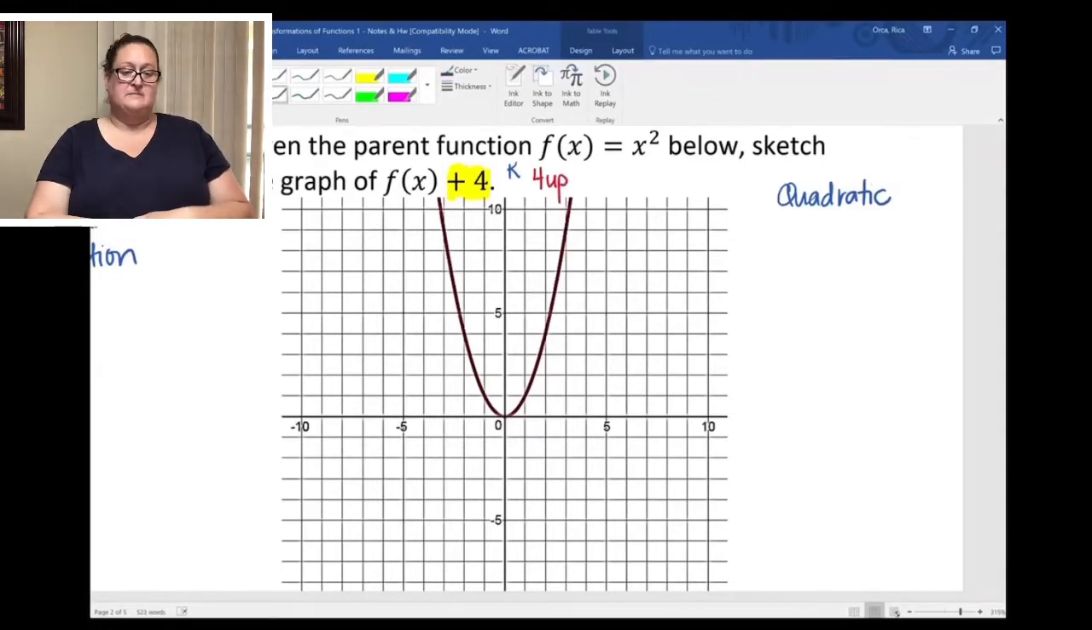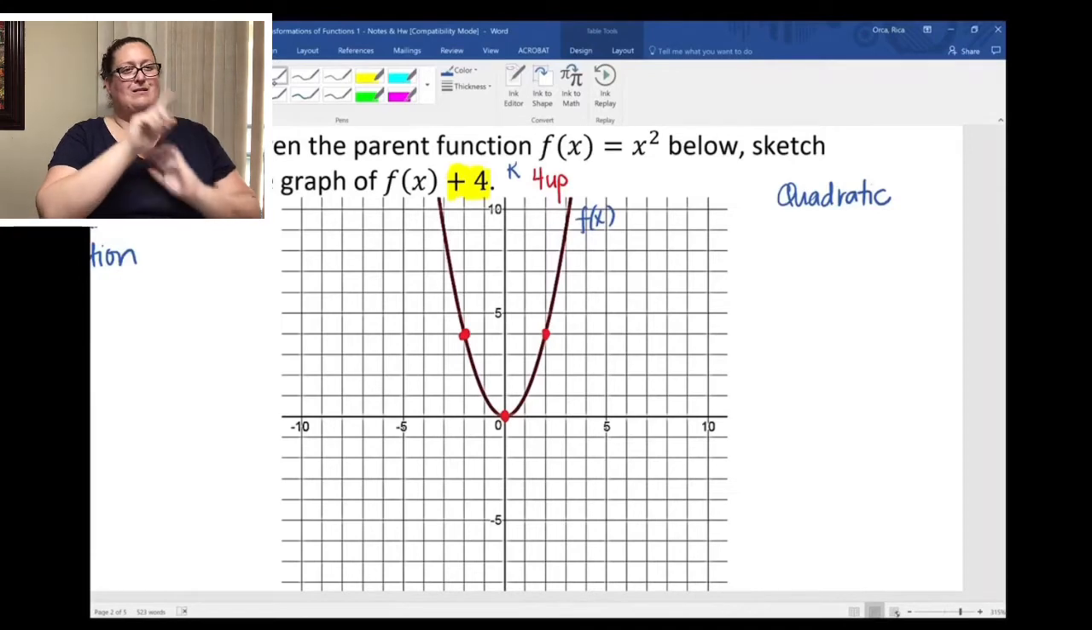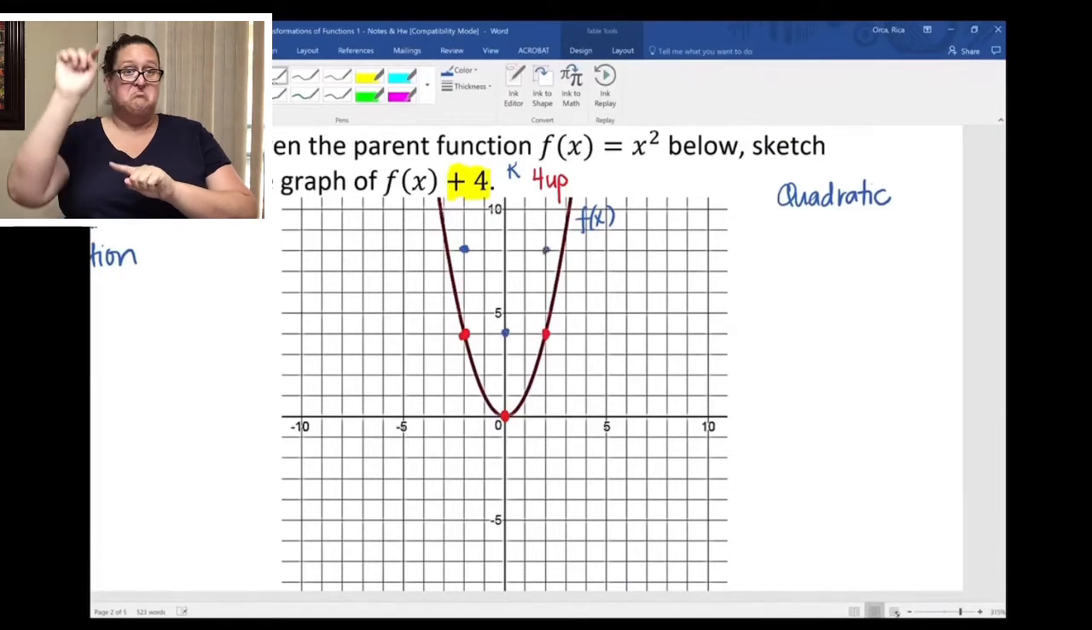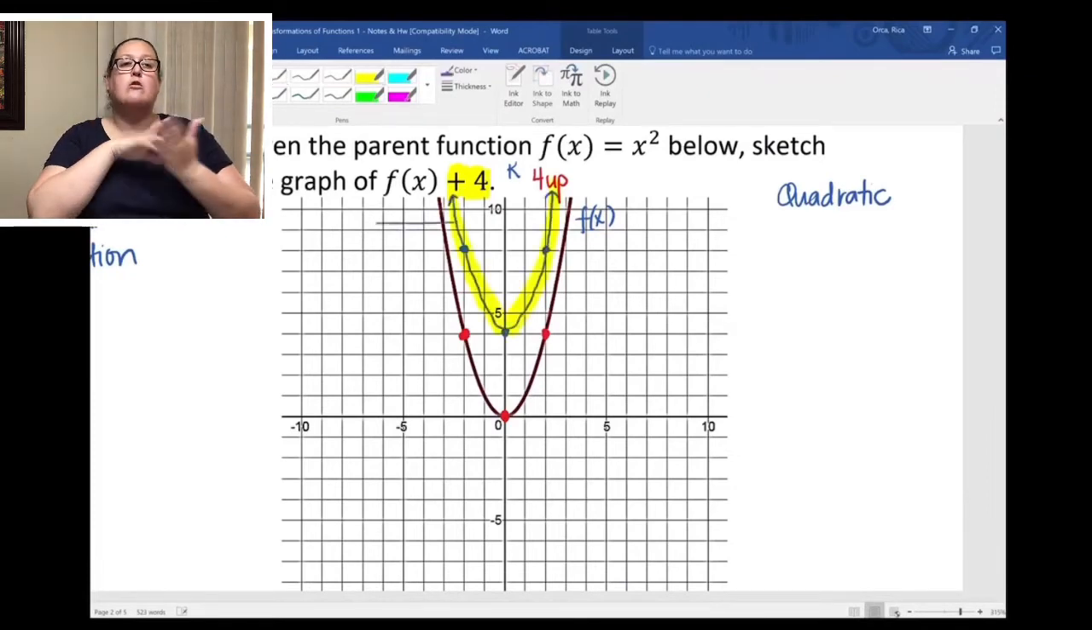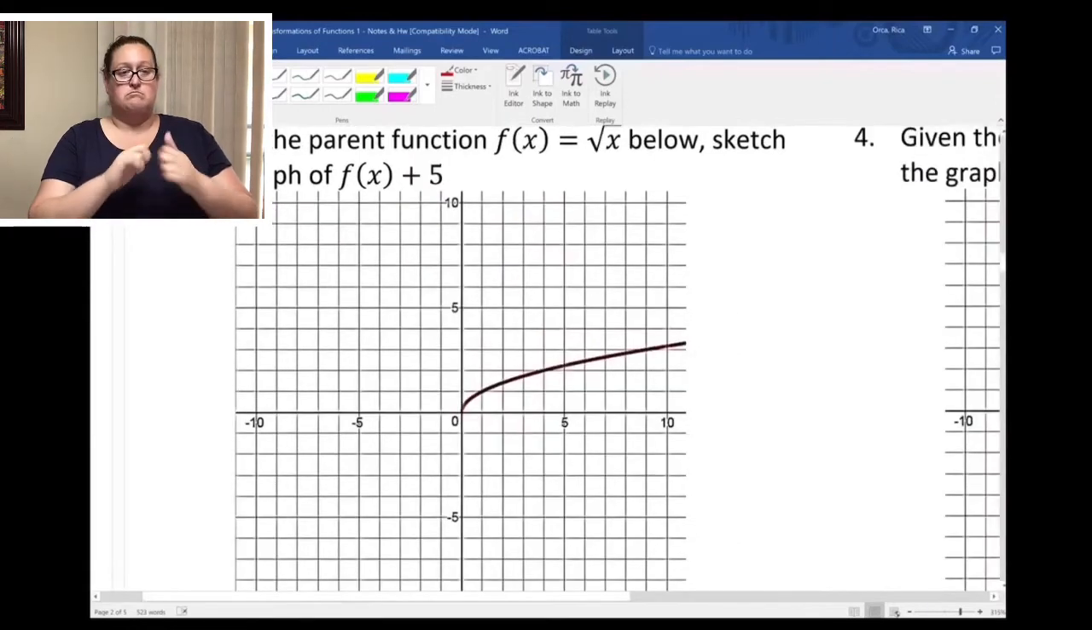Now let's pick 3 points from f of x. I'll go with 0, 0, negative 2, comma 4, and 2, comma 4. Let's take those 3 points and move them 4 units up. Let's start off with negative 2, comma 4. 1, 2, 3, 4. Now draw the graph, and I'll label it. So this is f of x plus 4. Let's move on.